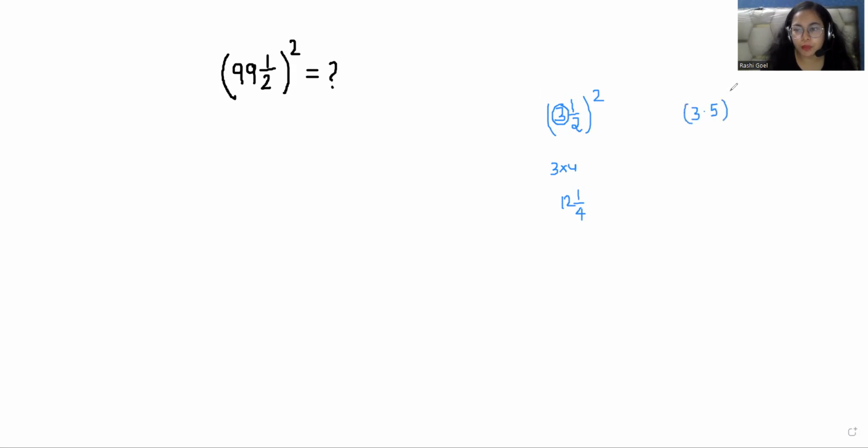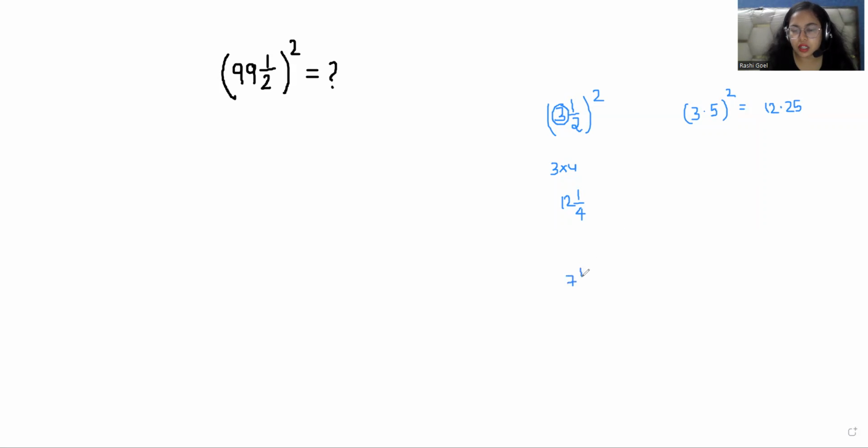So what's the square of 3.5? That is 12.25. So when it comes in fraction, you can write the answer 12 whole 1 by 4, or when they want the answer in decimal, you can write the answer as 12.25. So let's take another example.